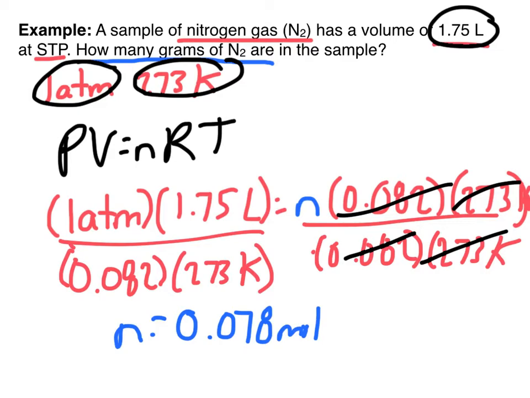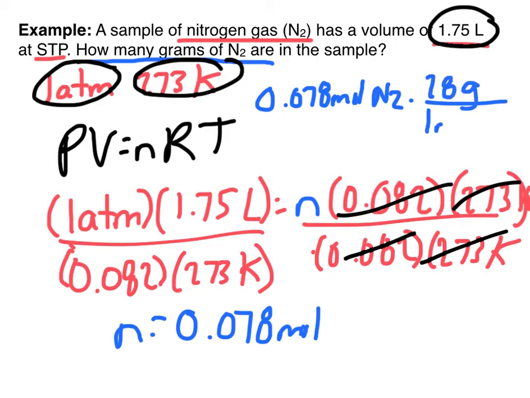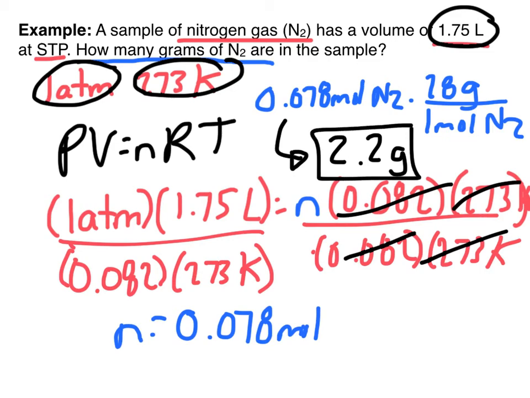Now the interesting thing is that that is not the answer though, because I'm asking for grams. So how can I convert from moles of a substance to grams of a substance? I'm going to need to multiply by the molar mass of nitrogen, which is N2. So let's do that up here at the top. Okay, so I've got 0.078 moles, and that's of N2. And so if I want to convert, I would need to multiply that by 28 grams in 1 mole of N2. And when I do that, I get about 2.2 grams.